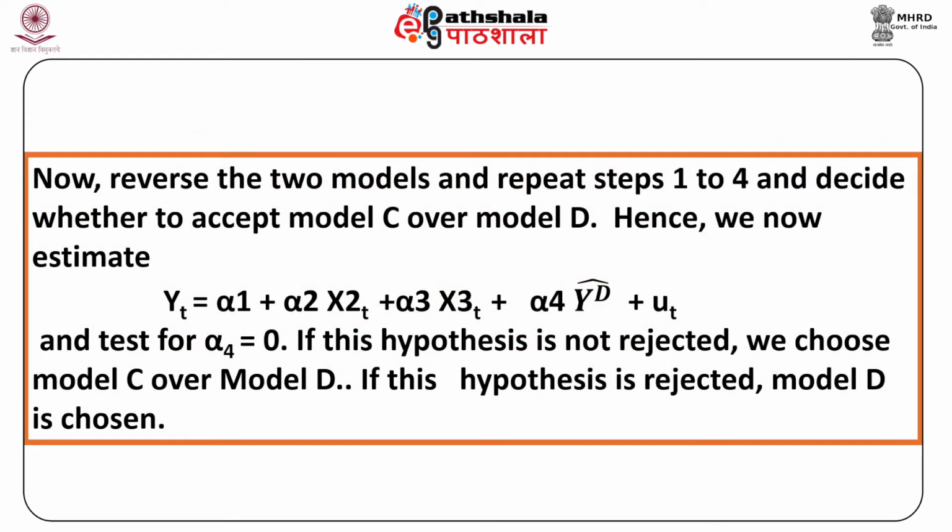Now reverse the two models and repeat steps 1 to 4 and decide whether to accept model C over model D. Hence we now estimate yt is equal to alpha 1 plus alpha 2 x2t plus alpha 3 x3t plus alpha 4 yd plus mu t and test for alpha 4 is equal to 0. If this hypothesis is not rejected, we choose model C over model D. If this hypothesis is rejected, model D is chosen. Problems. It is possible to arrive at a conclusion where both models are either accepted or both models are rejected, in which case it won't be possible to make a decision for the choice of the model.